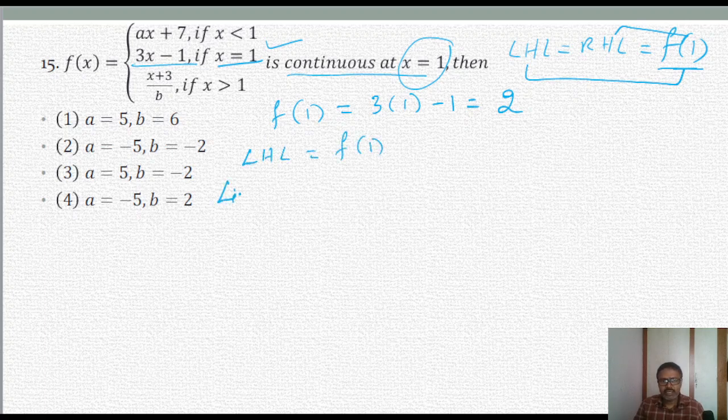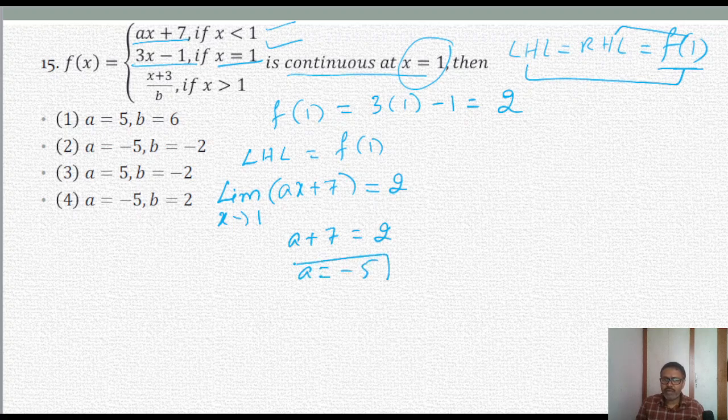So LHL will give you the limit for the x is less than 1 condition. For x is less than 1 condition, what is the function you have? ax plus 7. So we'll go with ax plus 7 as x tends to 1, and the f of 1 value we have already found. Apply limit here, you will get a plus 7 is equal to 2. Easily you will get a value is minus 5. So this minus 5 is either in option 2 or option 4.